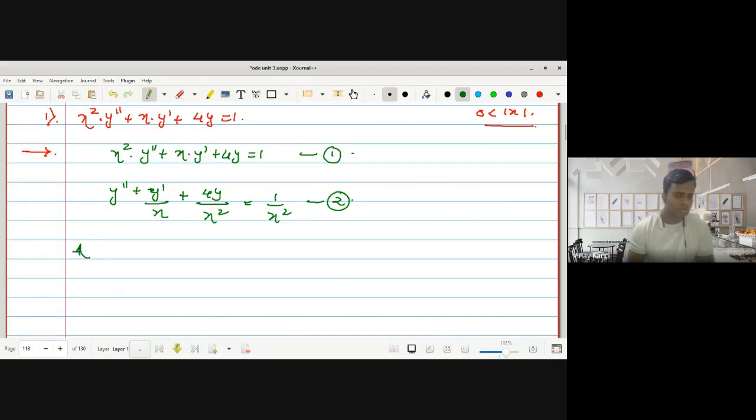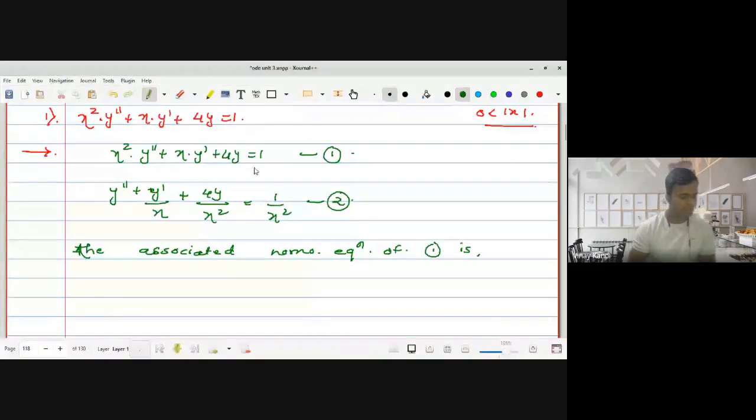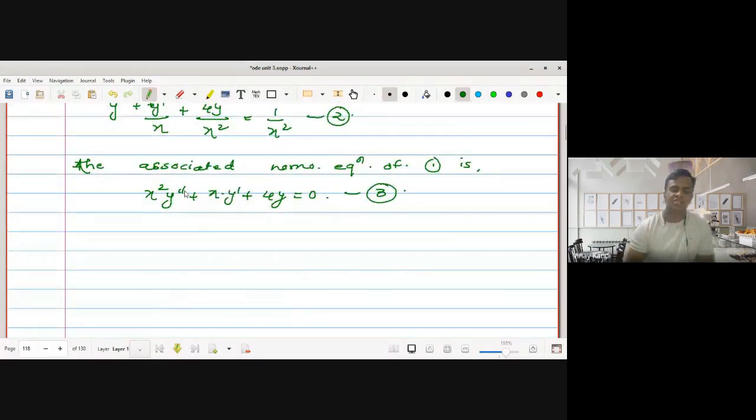The associated homogeneous equation of 1: the corresponding homogeneous equation, the right hand side will be 0. So we have x square into y double dash plus x into y dash plus 4 into y is equal to 0. Give it as equation number 3. Now what is the characteristic equation of equation 3?